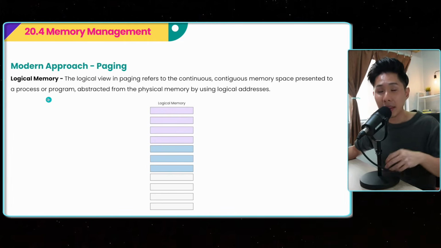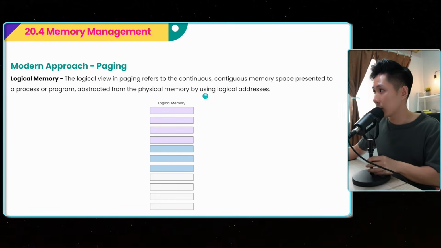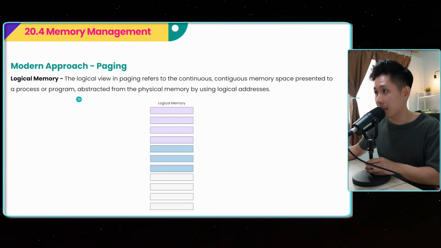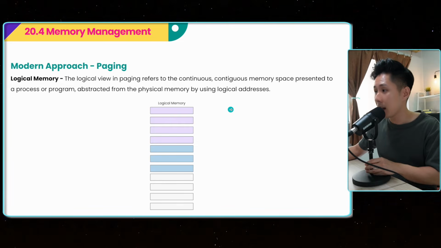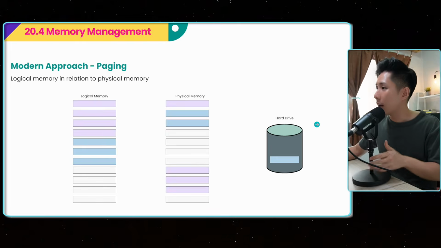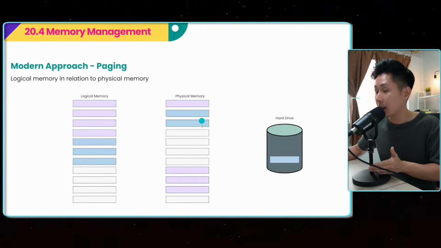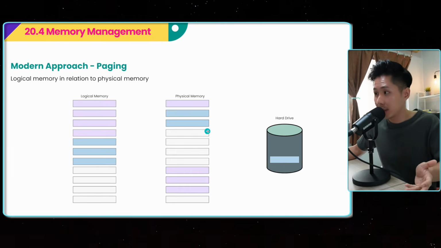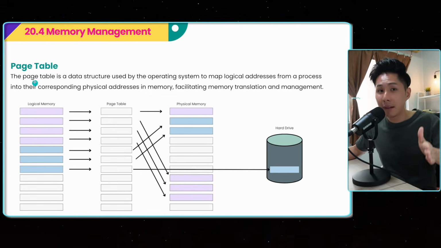But before that, let's understand what logical memory is. The logical view in paging refers to the contiguous memory space presented to a process or program, abstracted from physical memory by using logical addresses. So this is just a view that the program sees. But under the hood, in the physical memory, processes are not arranged in contiguous space. But how can the OS do this? This is when things come into play. They have something.